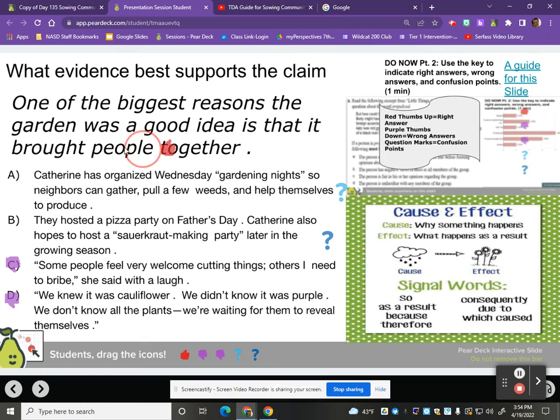However, the one that's more closely connected to the garden is A, whereas B, it's about making sauerkraut. It's a little different. It's about a pizza party, right? It's not like they're growing a pizza tree. You know what I mean? So B is probably the one that shakes people up the most, but A is the correct answer there.